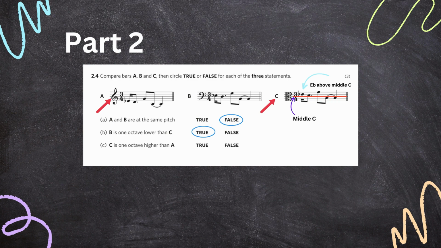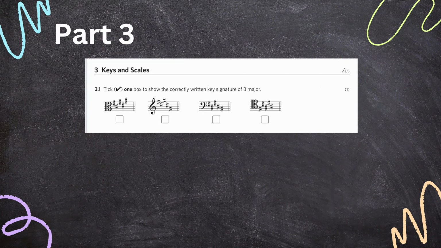The third statement is, C is 1 octave higher than A, which is false because they are at the same pitch. Part 3, Question 3.1.